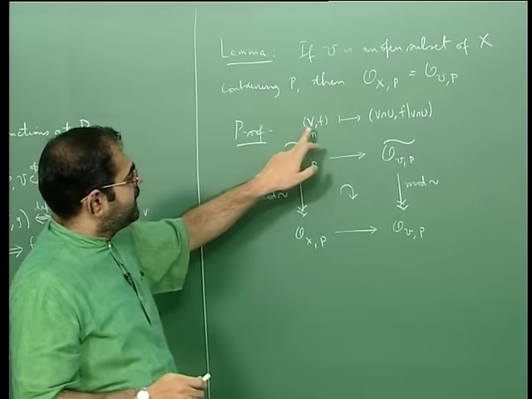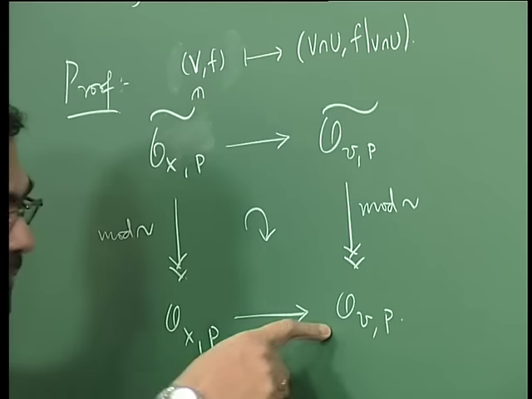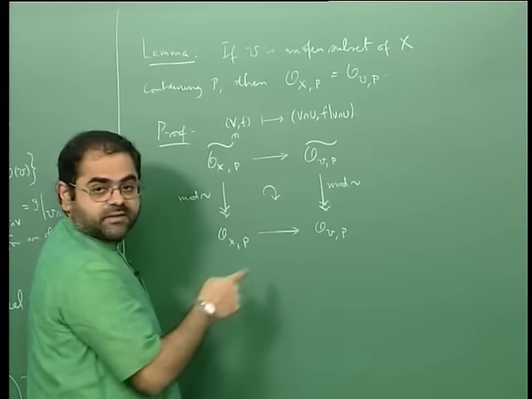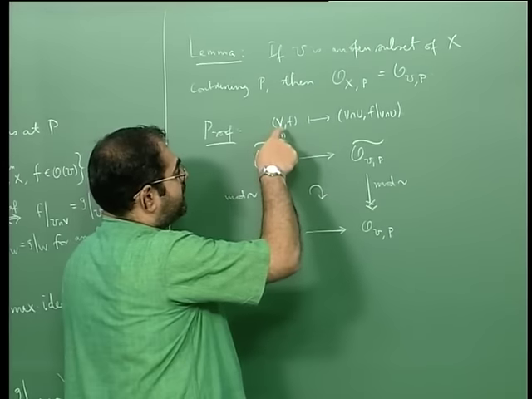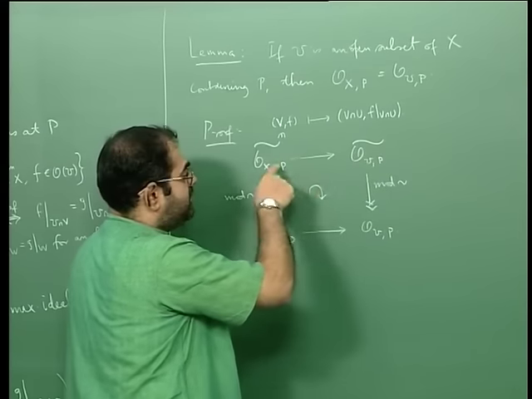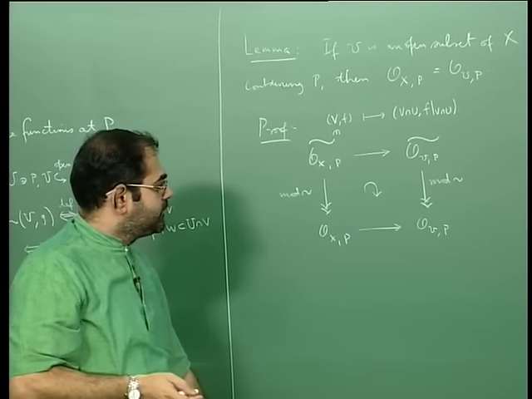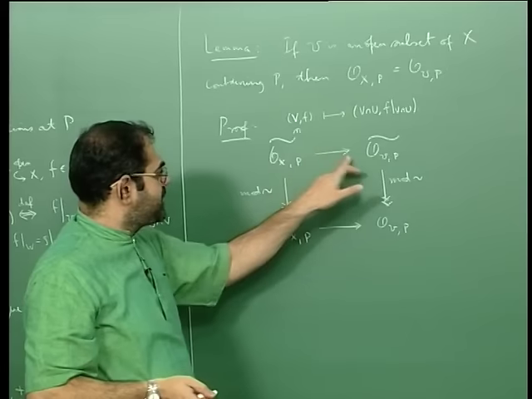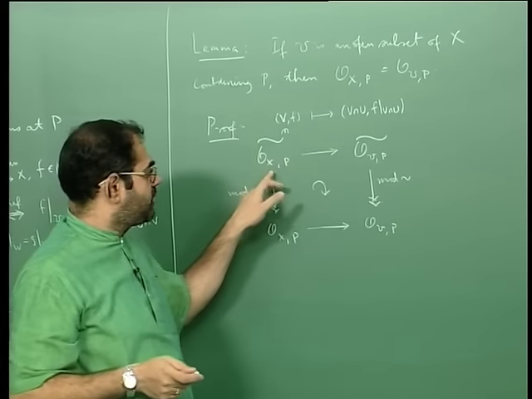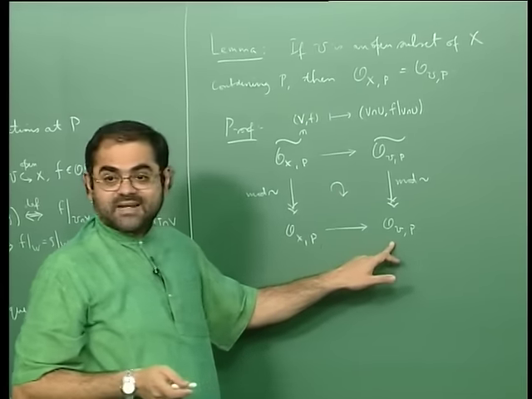The fact that you need a map like this boils down to checking that this map respects the equivalence relation, which means that if two things are equivalent here, then the images there are equivalent. Once you have that, this map goes down to a map like this. So this map is not just a map of sets, but it also preserves the equivalence relation on these two sets. So it goes down to a map of the equivalence classes.